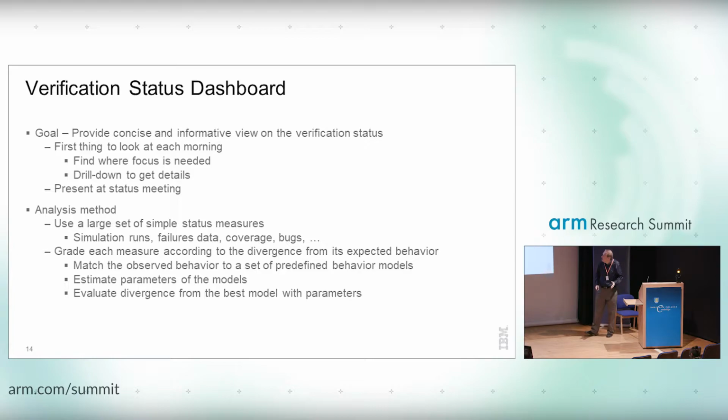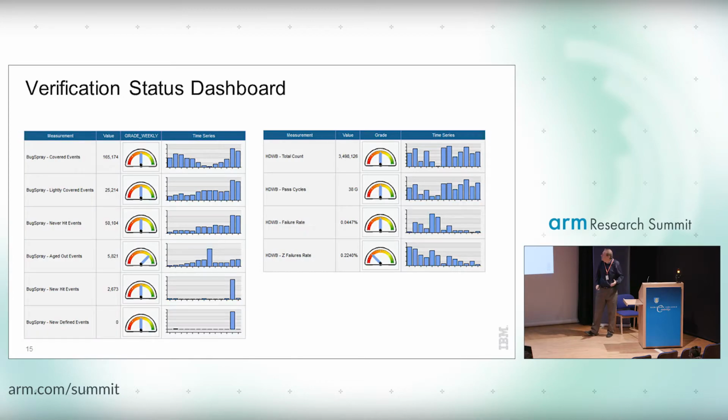The method is that we have a large set of measures. They are fairly simple measures, like how many jobs I ran the last day, how many of them failed, how my coverage is improving, and so on. For each of them, we give a grade based on a predefined model that determines how they're supposed to behave: a fitting of what we see to the model, and how much we currently diverge from the model with the parameters. And again, this is how the report looks.